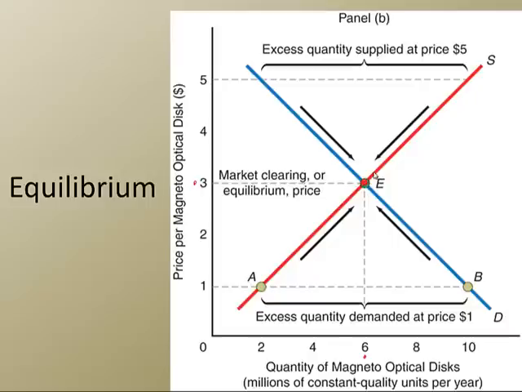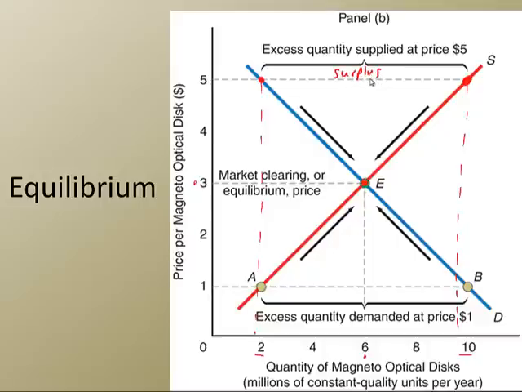Also note that we can look at a case where, let's just go up to $5 here. Alright, so if we look at $5, this is a point on the demand curve. If we come down here at $5, we can see that 2 is our quantity demanded. And at $5, we come over across here to the supply curve, and we come down to the axis, and we find that 10 million is the quantity supplied. So the quantity supplied is greater than the quantity demanded, and we have excess quantity supplied. This is also called a surplus.